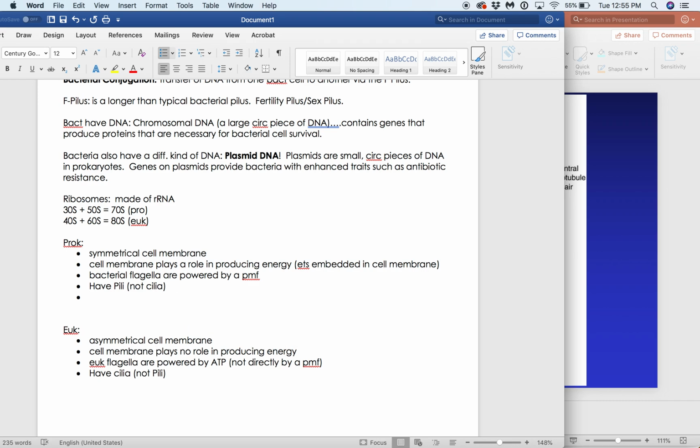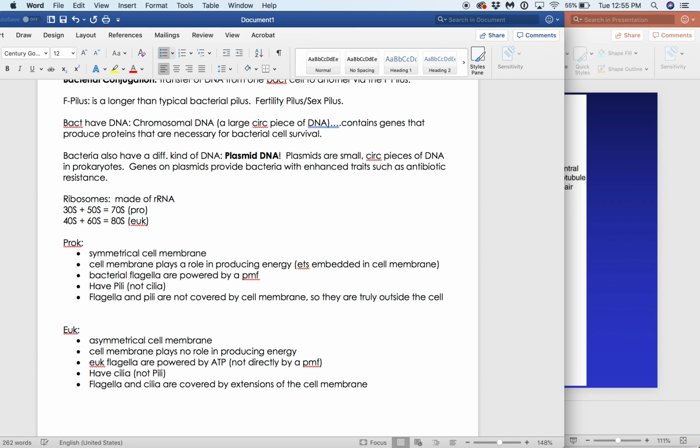So with prokaryotic cells, flagella and pili are truly outside the cell. They are not covered by the cell membrane. Not the case with eukaryotes. Flagella and cilia are covered by extensions of the cell membrane. So they are technically inside the cell. So this stuff is all in addition to what you have on that slide and in your notes previously.